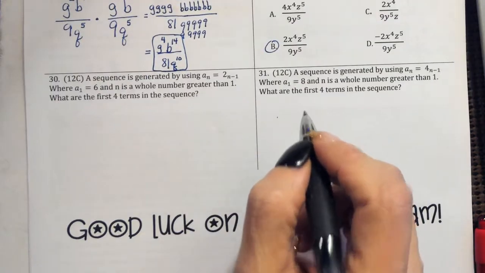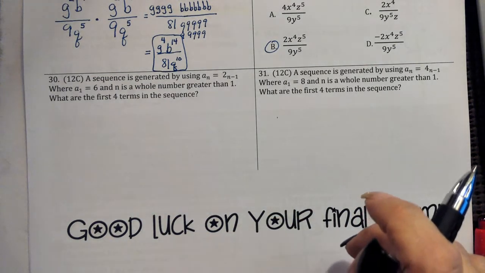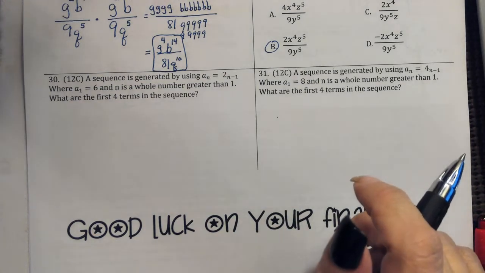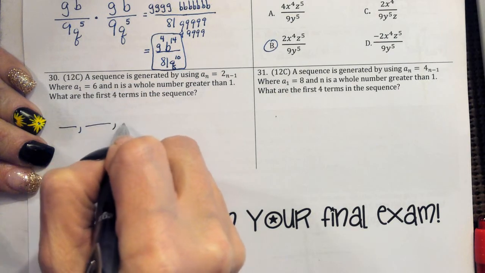All right, a sequence is generated by using a sub n equals 2 to the n minus 1, where a sub 1 is 6 and n is a whole number greater than 1. What are the first 4 terms in the sequence? Anytime you have a sequence, let's just draw it out.